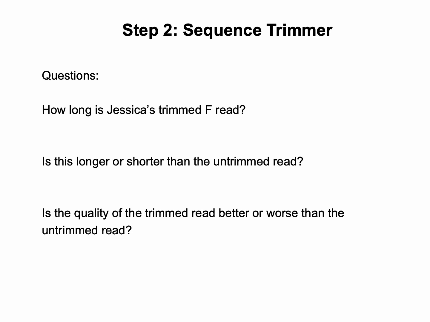Now that you've trimmed your sequences, answer these 3 questions regarding Jessica's forward read. Hit pause until you know the answers. All right, so hopefully you figured out that Jessica's trimmed read is now about 630 base pairs long, and it is of course shorter by about 30 or 40 base pairs than it was before, because some of those no calls or ends have been trimmed off the front and back end. And of course the quality should be higher now that those ends are gone.